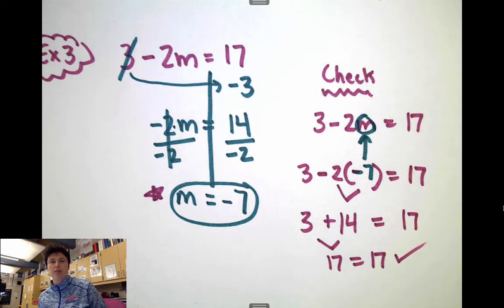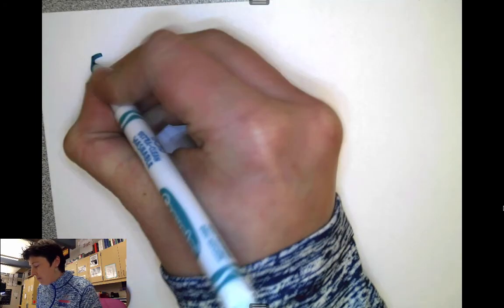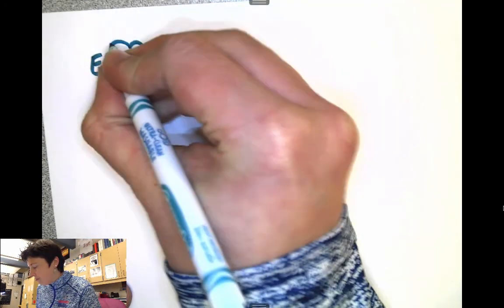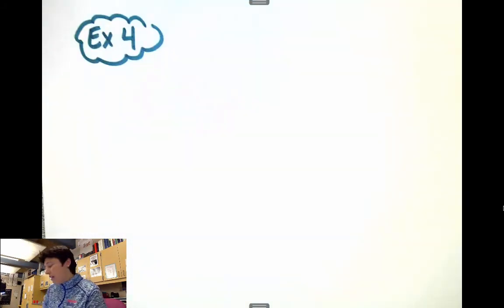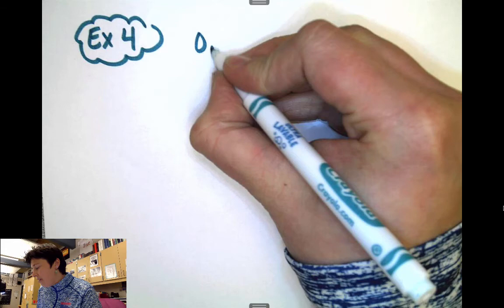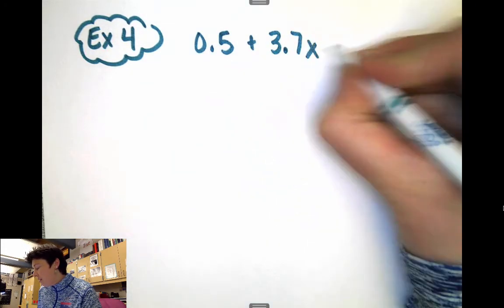So I'm hoping you have the same thing down on your paper, and if not, I'm hoping you're kind of fixing it up. We're going to do one more for this video, though, and I want to show you what this looks like. The last one we're going to do, we'll call it example 4. We're going to put a decimal in there. So here's example 4. Let's say we had 0.5 plus 3.7x equaled 10.